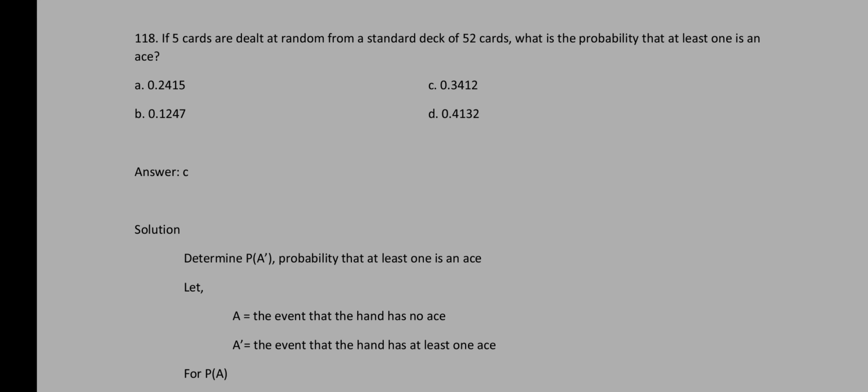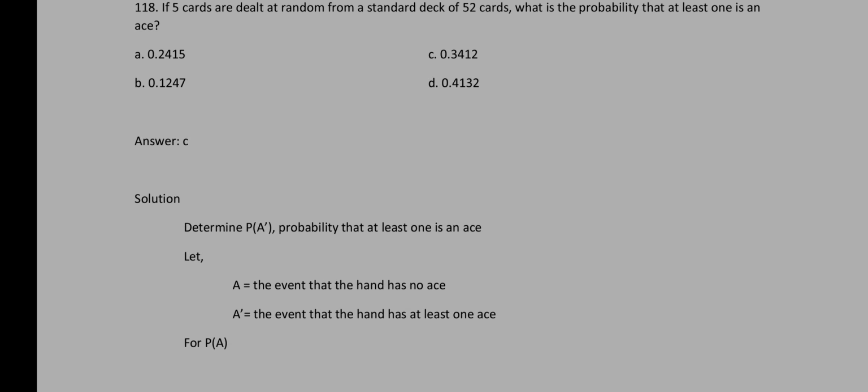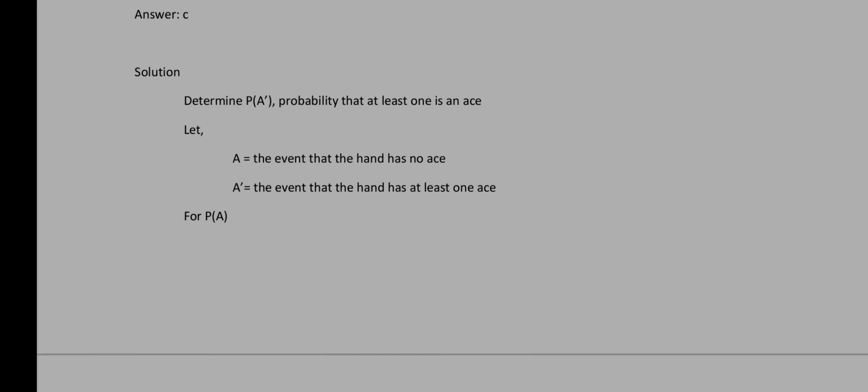Therefore, P of A prime is equal to 1 minus P of A. Bakit 1 minus P of A? Kasi yung 1 is equal sa 100%. Binawas mo doon yung probability ng P of A. Kaya, makukuha mo dyan, 1 minus 0.6588. Yung P of A prime mo is 0.3412. So, ayan ang sagot dyan. Probability of at least 1 is an ace is letter C, 0.3412, or ito po ang kanyang solution.